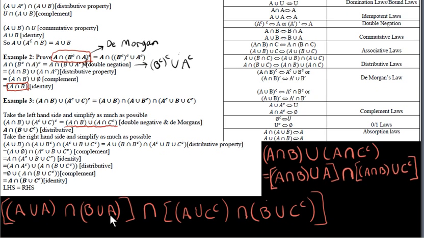Now, let's look at this first bracket here. A union with A is just A, and we want the intersection of A with B union with A. Now, this is actually one of the laws. It's called the absorption law. A intersecting A union with B is just A. So we can replace all this square bracket with A. The absorption law is not mentioned here, but that's what I'm using here.